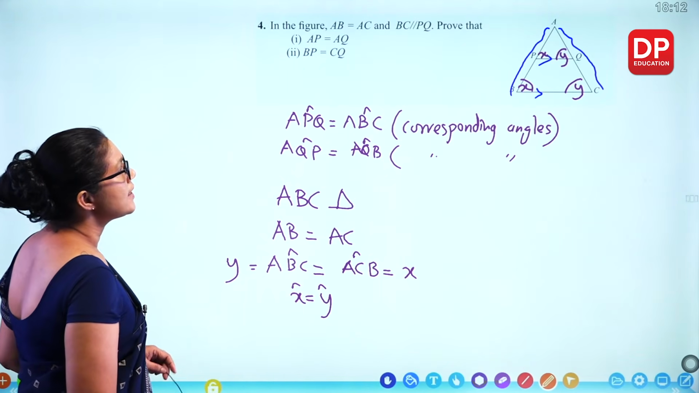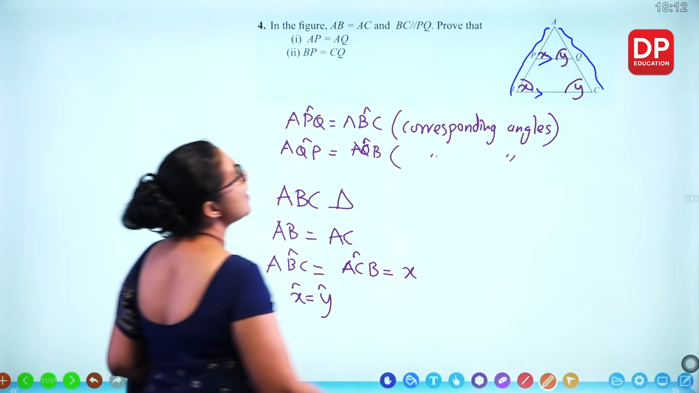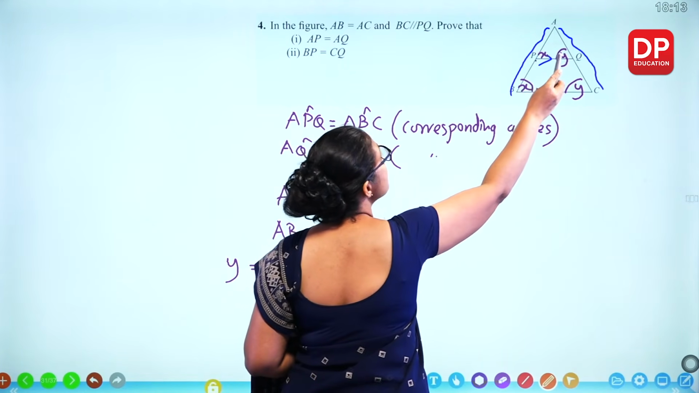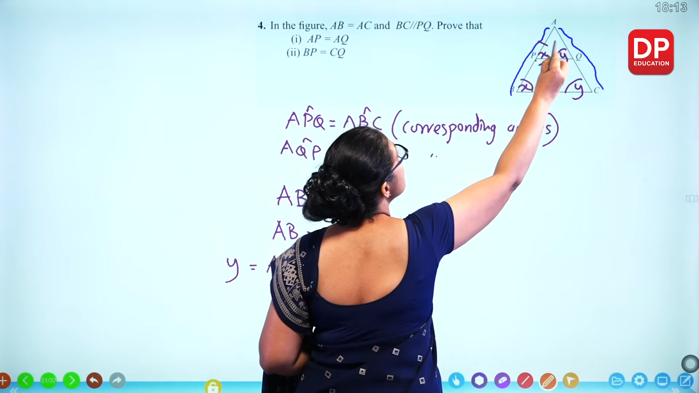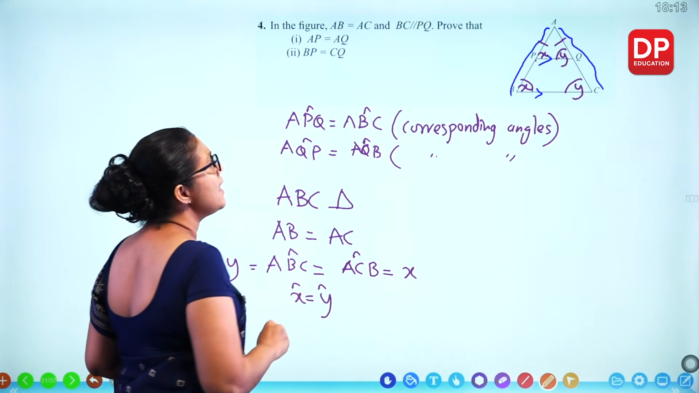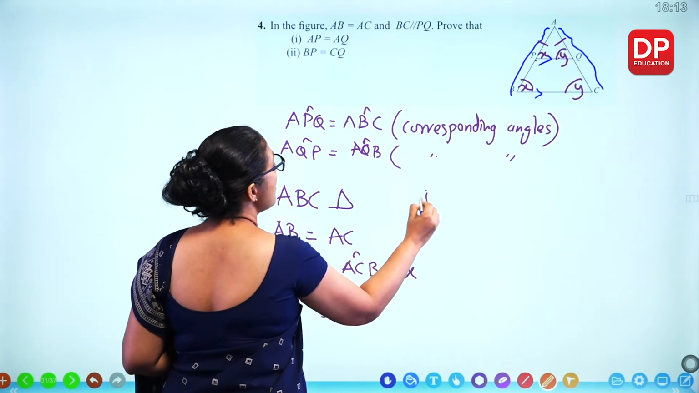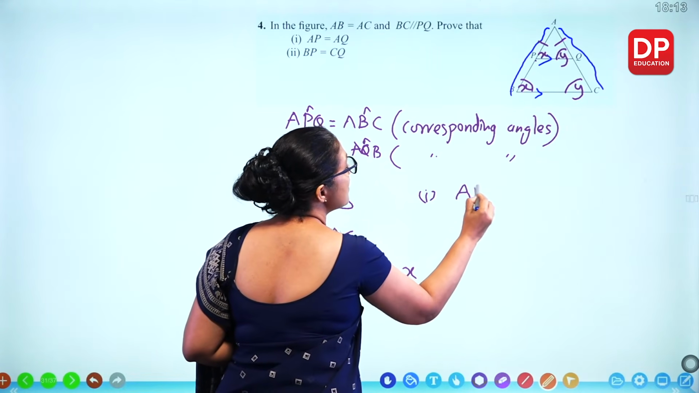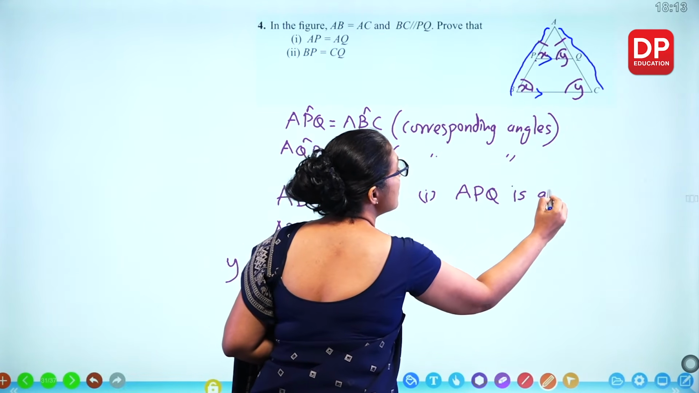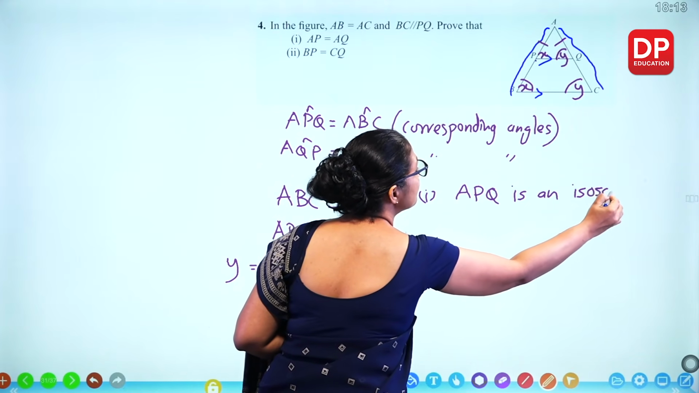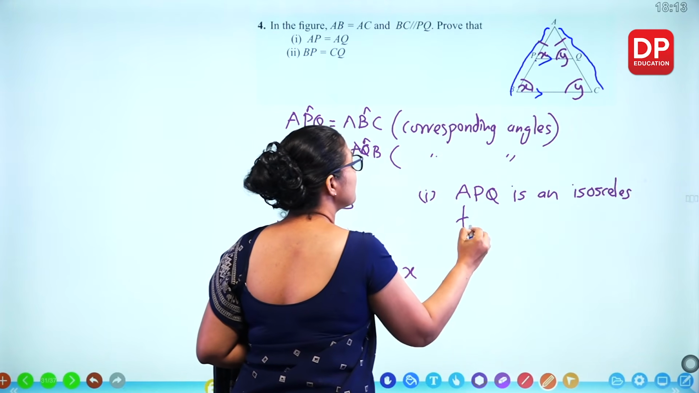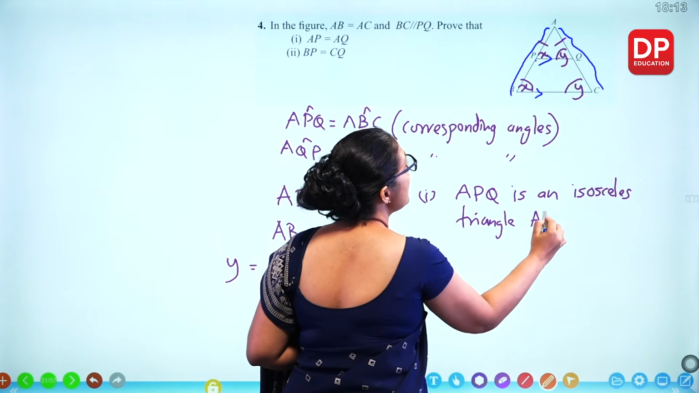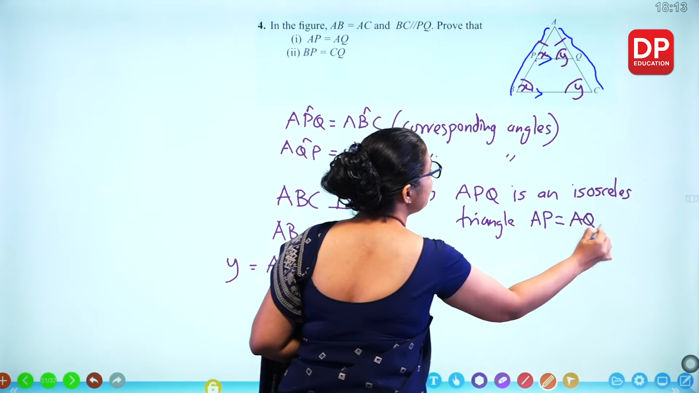What can you say about that? So if these are equal, now we'll take the small triangle. These two angles are equal. That means these two lengths should be equal. So the first part, if APQ is an isosceles triangle, we can say AP equals AQ.